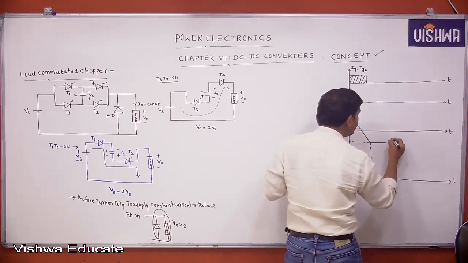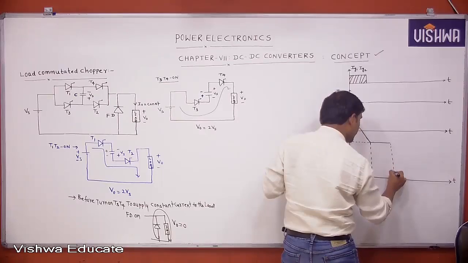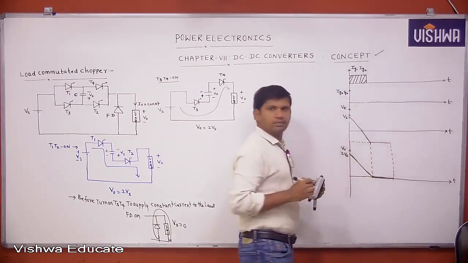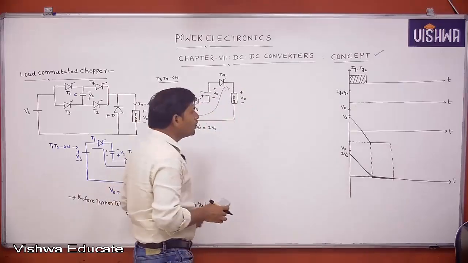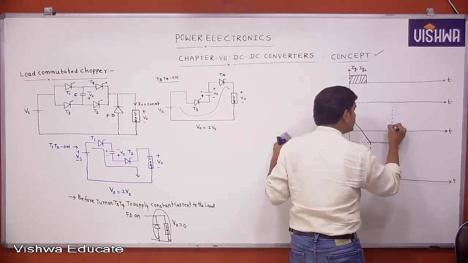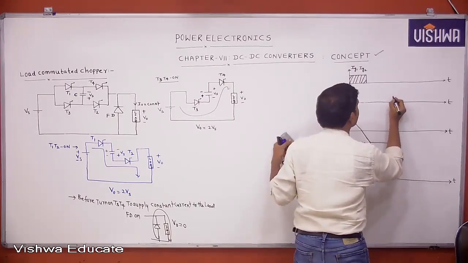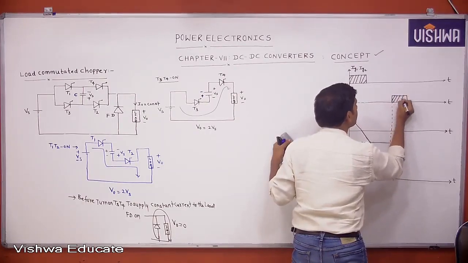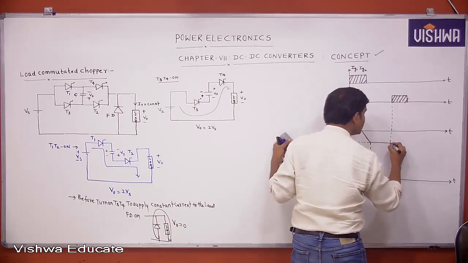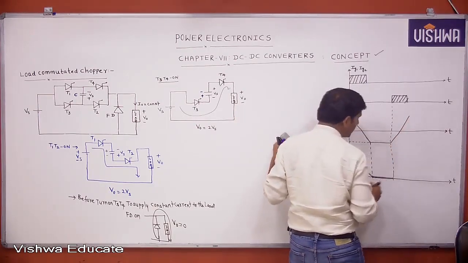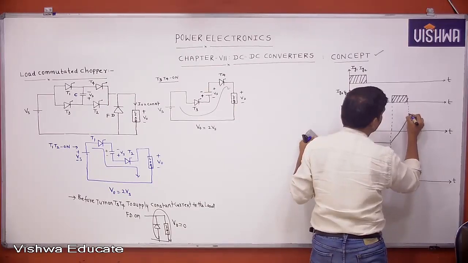Now here, which device is conducting? The freewheeling diode. If the freewheeling diode is conducting, what is the output? 0. The freewheeling diode shorts the load, so the output is 0. Here I trigger again T3, T4. The triggering pulse is applied to T3, T4. Again the capacitor changes from minus Vs to plus Vs.